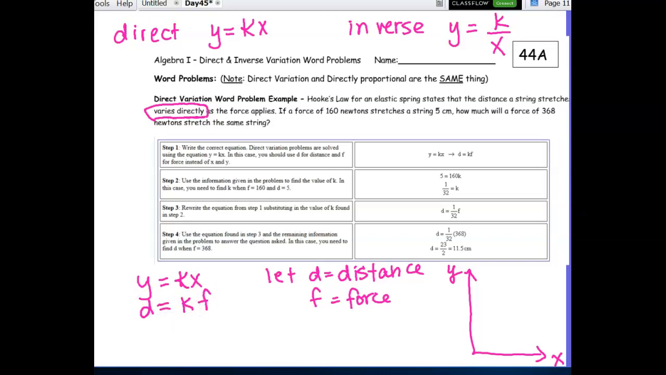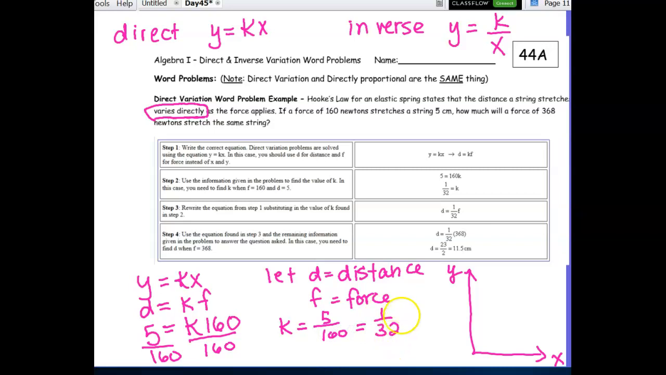Now the word problem is giving us some values. If a force of 160 newtons, the force is our F value, so right where the F is, I'm going to put 160. It stretches the string 5 centimeters, so the distance would be 5. I lined it up like this just so that you could see. To solve for k, we divide by 160, and we get k equal to 5/160, which simplifies to 1/32.